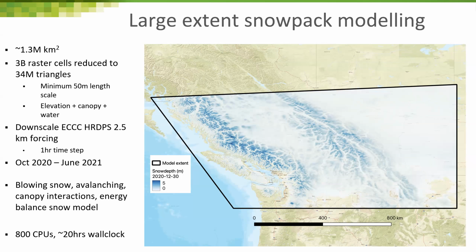The meteorological forcing is downscaled from the High Resolution Deterministic Prediction System, HRDPS, from Environment and Climate Change Canada at 2.5 kilometer spatial resolution and a 1 hour time step for the period of October 2020 to June 2021. And so, like I said, this is the full cold regions winter process representation: blowing snow sublimation, avalanching, canopy interactions, and an energy balance snow model. For these simulations, we're using about 800 CPUs for about 20 hours of wall clock time.